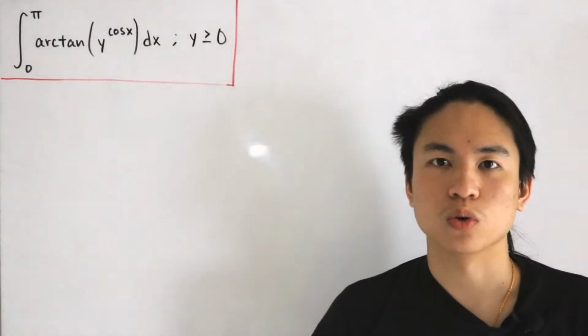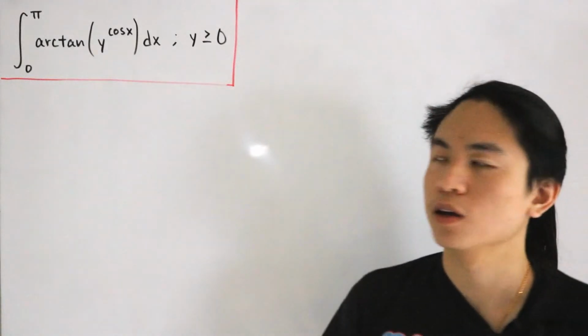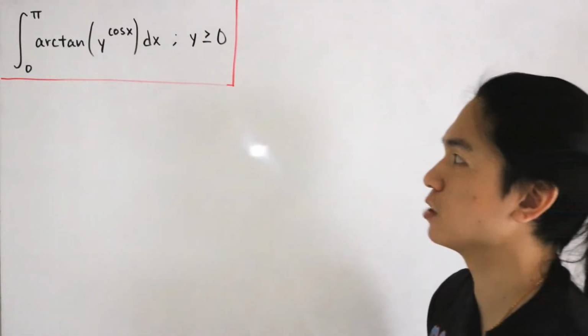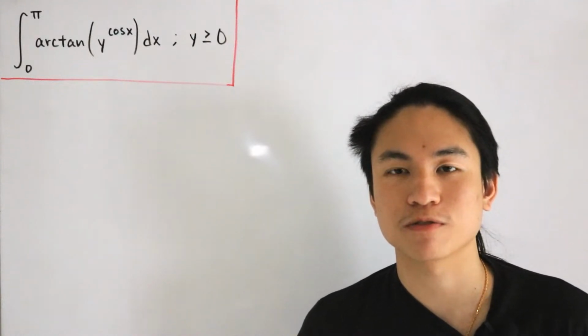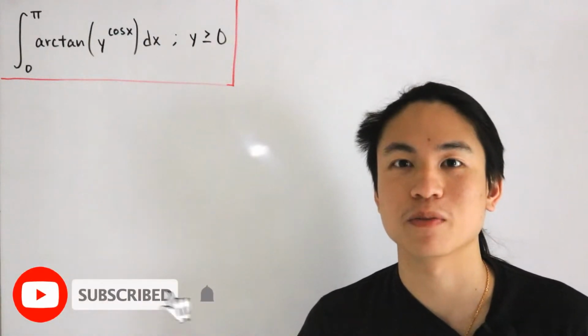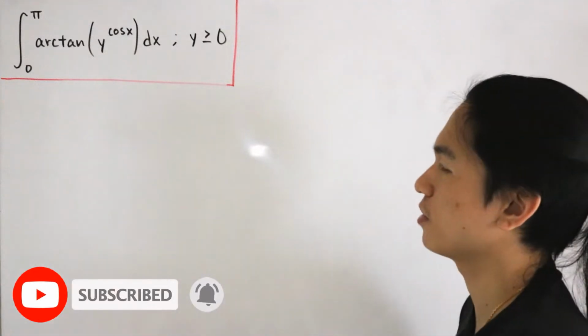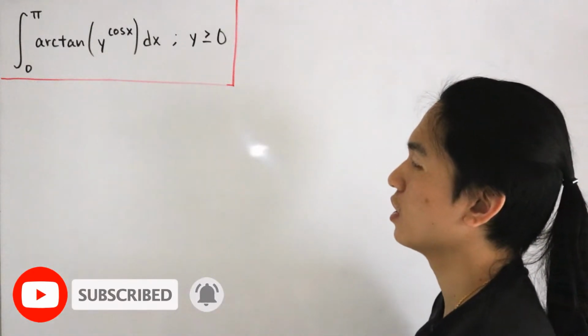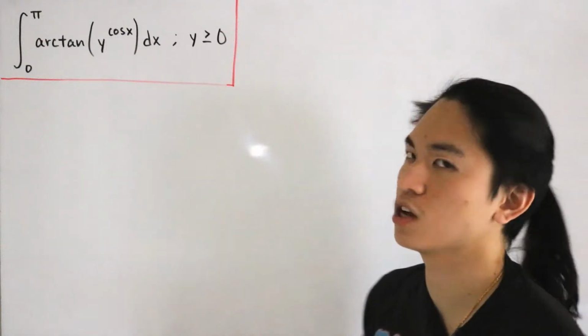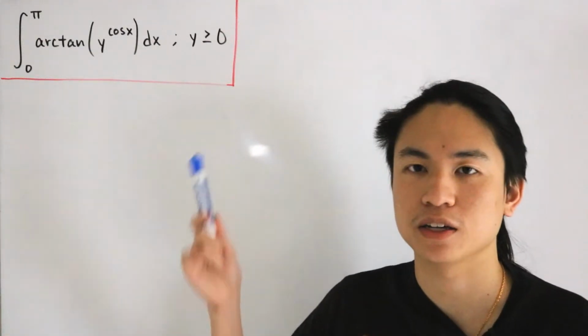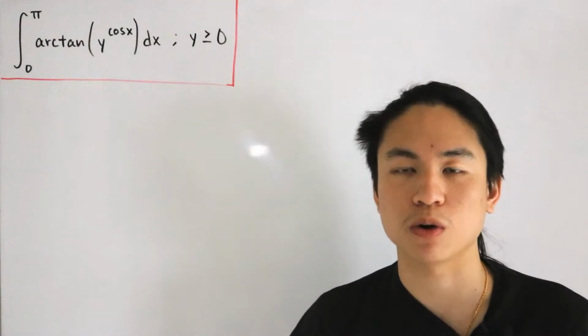Okay, so welcome back to our video. So here we have an integral where the integrand contains both an inverse trigonometric function and a trigonometric function. And we have the integral from 0 to pi of the arctangent of y to the power cosine of x dx, where the parameter y is greater than or equal to 0.